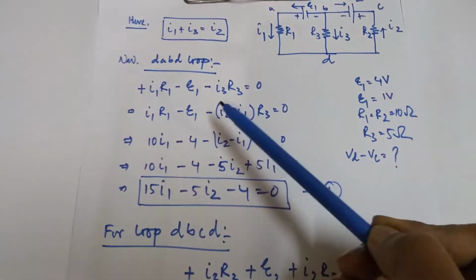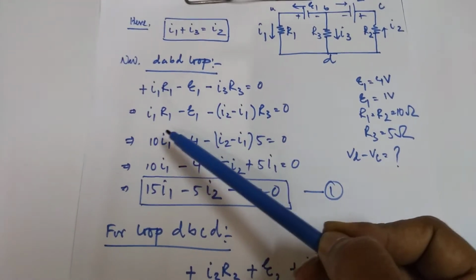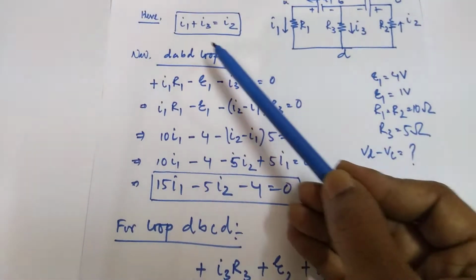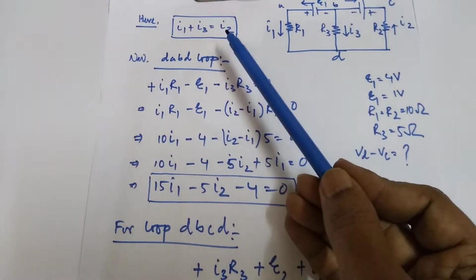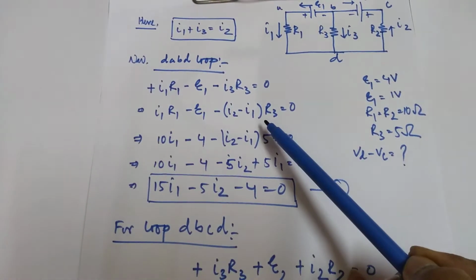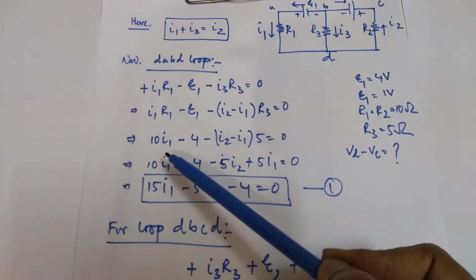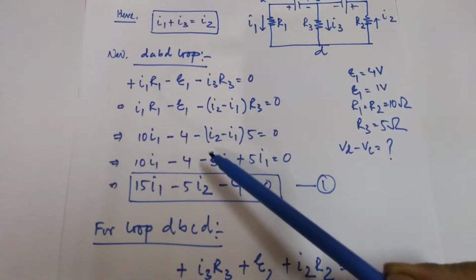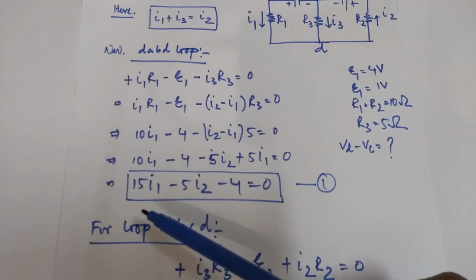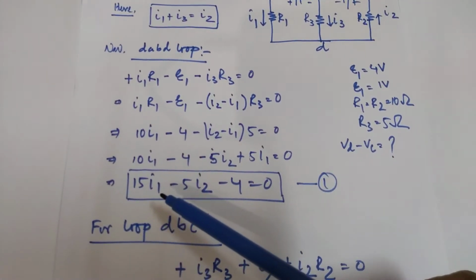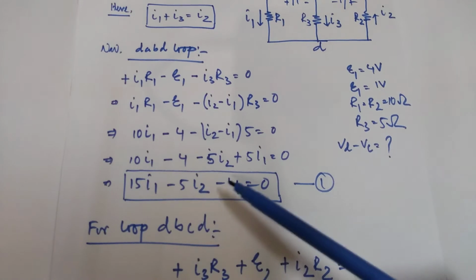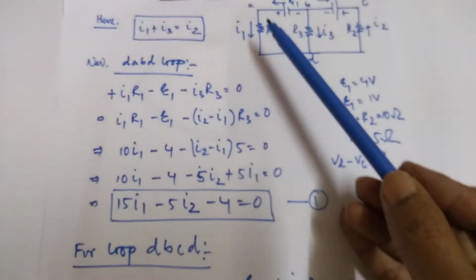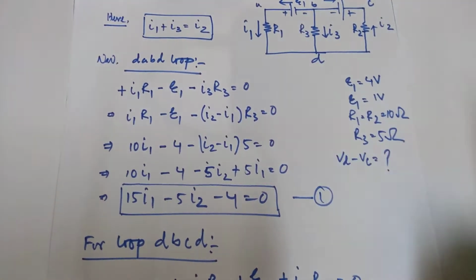Now you can solve this, because it is a linear equation. In I1 R1 minus E1 minus I3 R3, I replace I3 using the first equation, so I3 would be I2 minus I1. Then I put in the values of the resistors and E1. If you solve this, you will find the equation 15 I1 minus 5 I2 minus 4 equals 0. This is equation number 1 that I found from loop number 1.